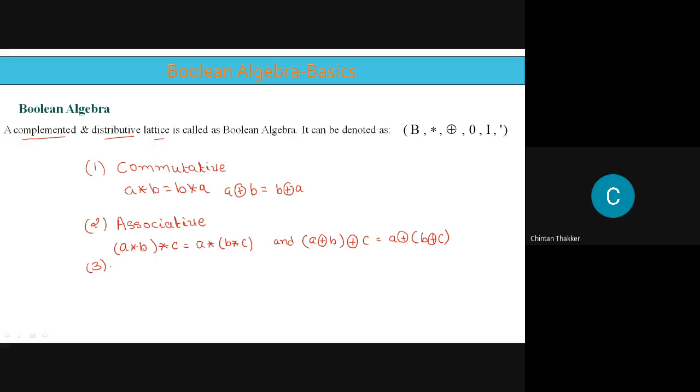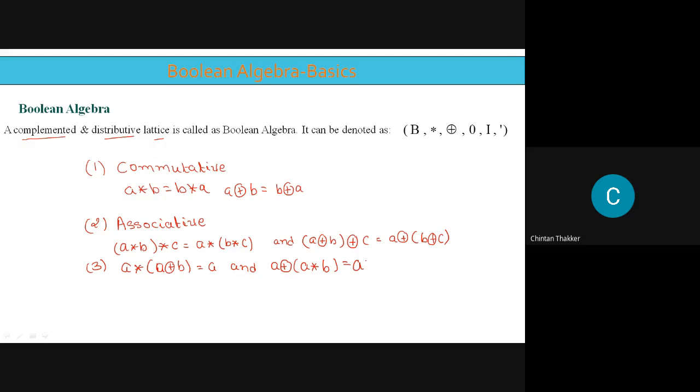The third property is the absorption law, that is A star A ring sum B is equal to A, and A ring sum A star B is also A. Okay, this is the absorption property.